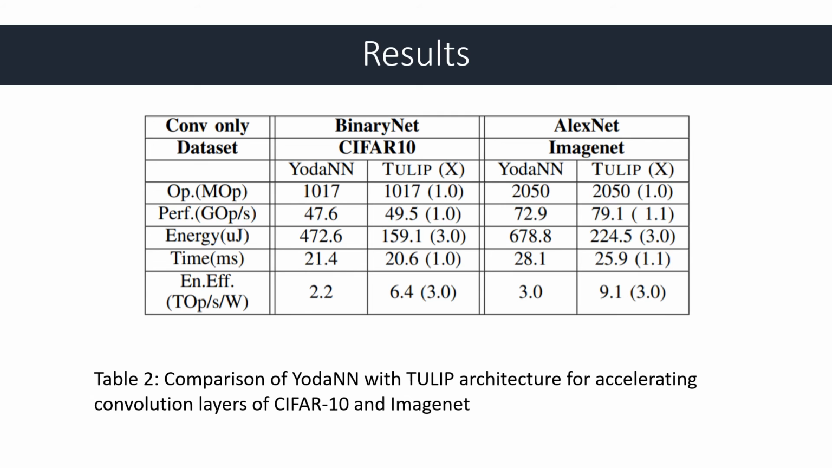We perform the evaluation using two neural networks. First is the binary net for CIFAR10 image classification, and second is the AlexNet for ImageNet image classification. This table shows the comparison between Yoda-NN and TULIP architecture for convolution layers. It can be seen that the energy of TULIP is 3 times less than the energy required by Yoda-NN. Since the performance of both the architectures is about the same, the energy efficiency also improves by 3x.